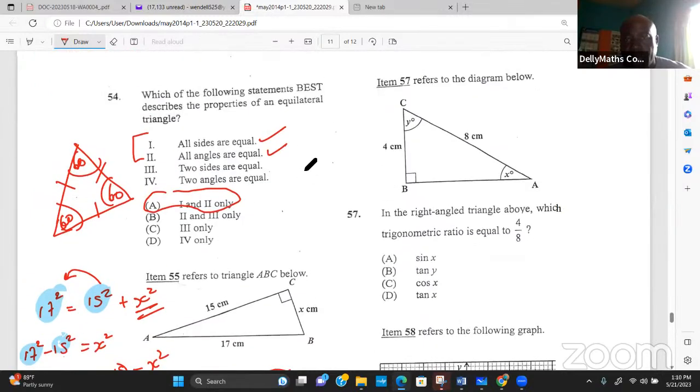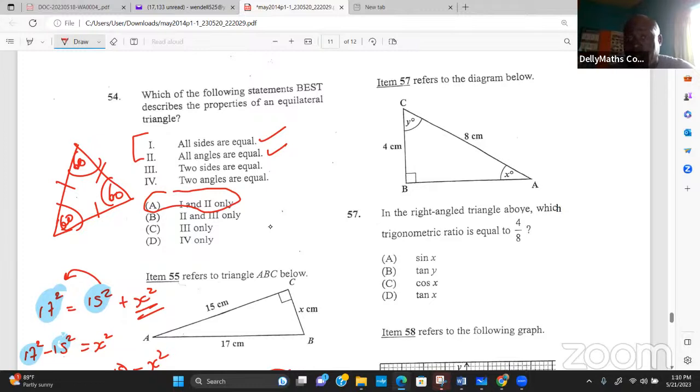57, almost at the end. Hold on. 57 refers to the diagram below, right? In the right angled triangle above, which trigonometric ratio is equal to 4 over 8? Which one? 4 over 8? I'll set it up.